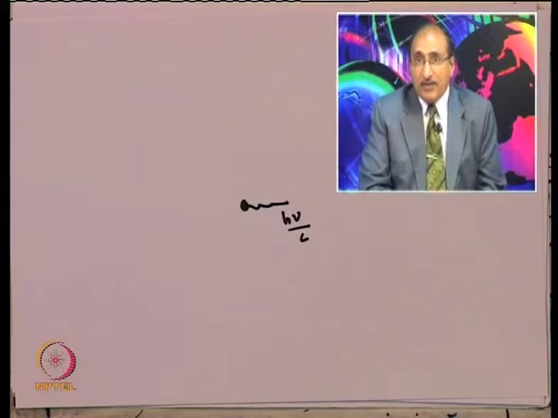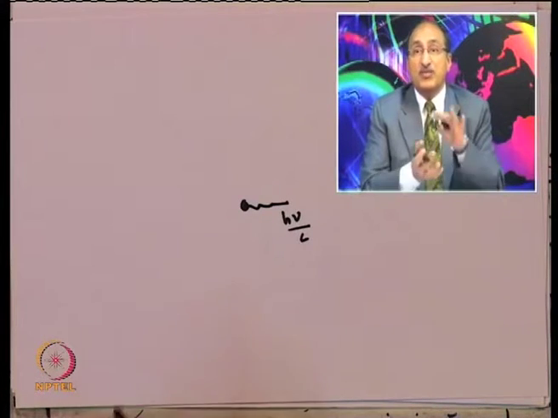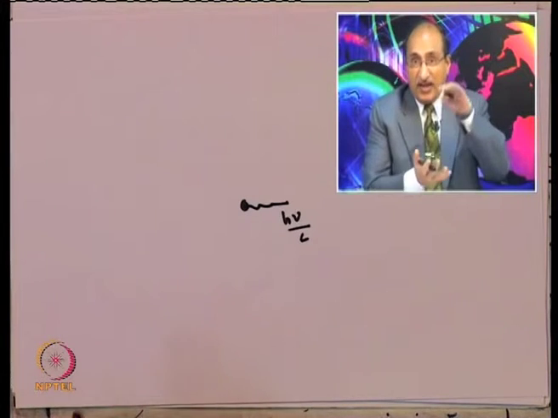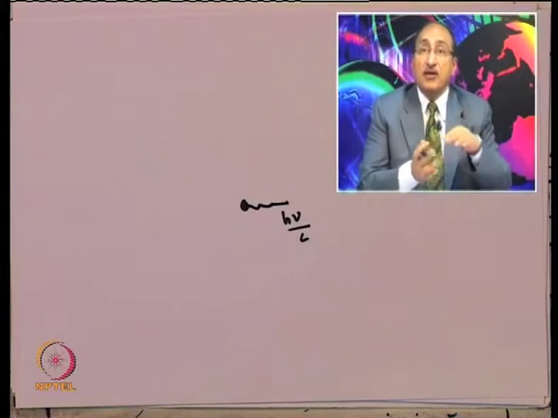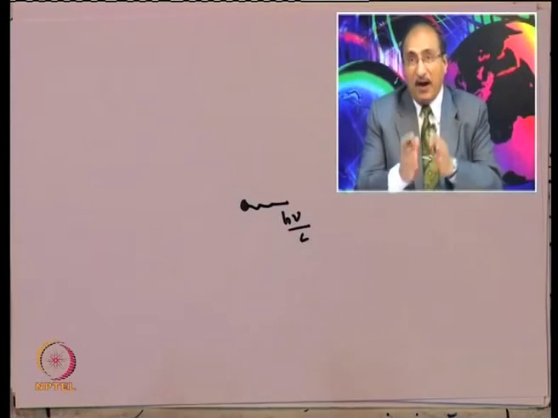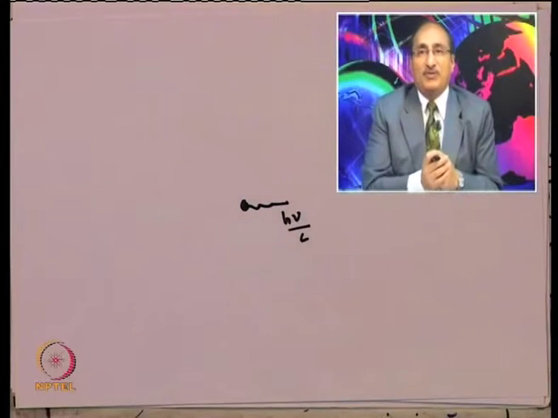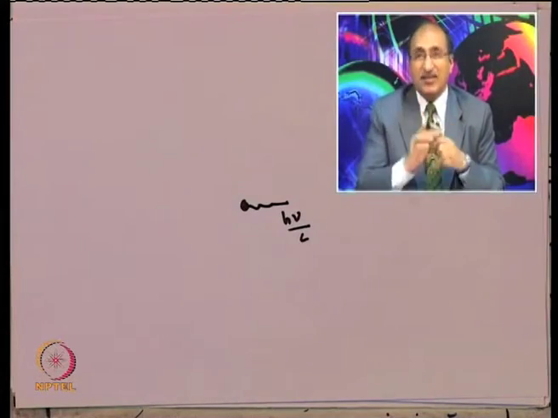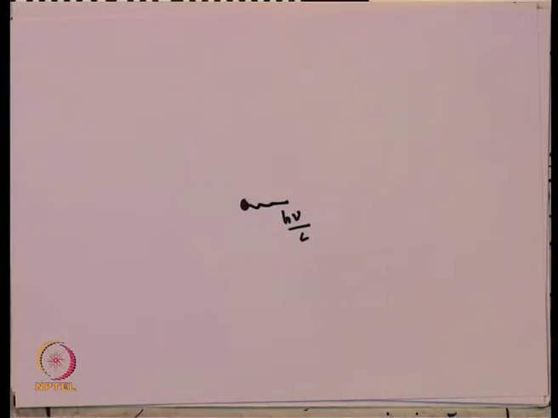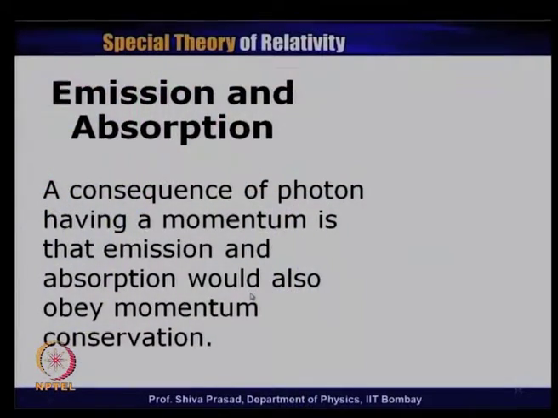If this atom recoils back, then it will also gain some kinetic energy. And that kinetic energy also has to be supplied by the transition energy, because once the transition has taken place, that energy has to be partly utilized for creating the recoil energy and partly for giving energy to the photon. It means the energy of the photon will turn out to be slightly smaller than the transition energy available. So, this is what I have written: a consequence of the photon having a momentum is that emission and absorption would also obey momentum conservation. This one has to realize.